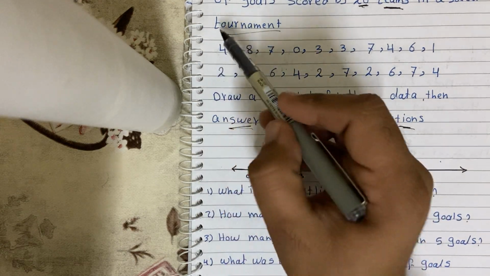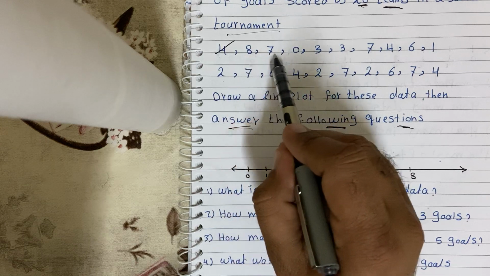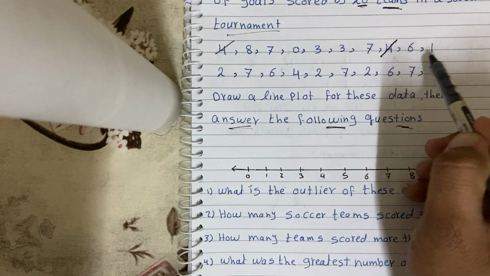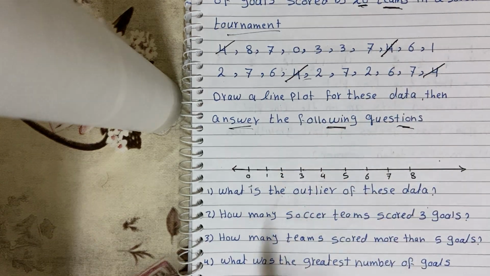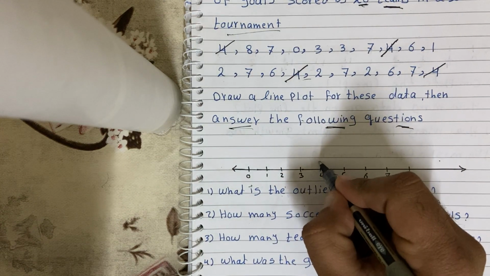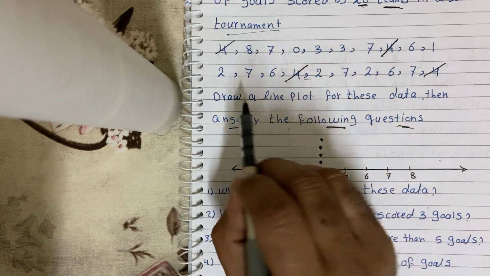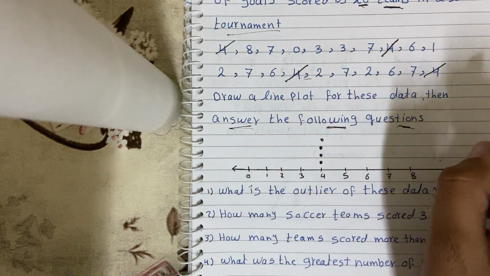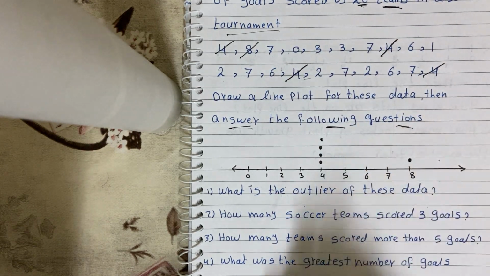Here 4. How many 4s do we have? 1, 2, 3, 4. So we have 4 dots here. What about 8? How many 8s do we have? Just only 1, only 1 dot.